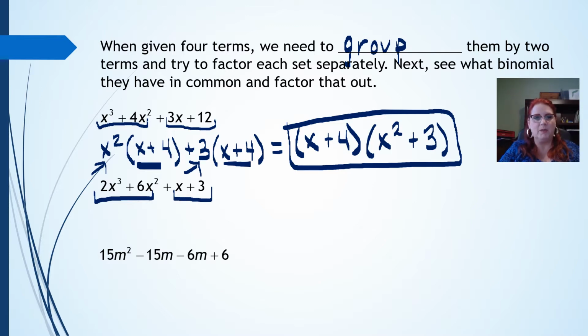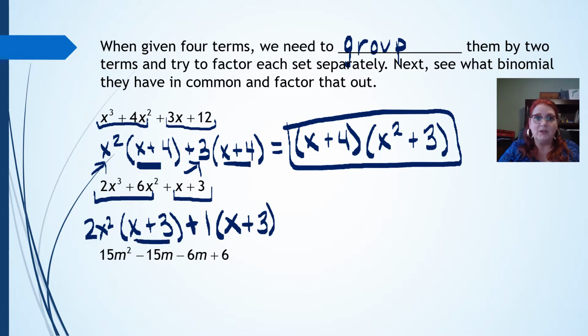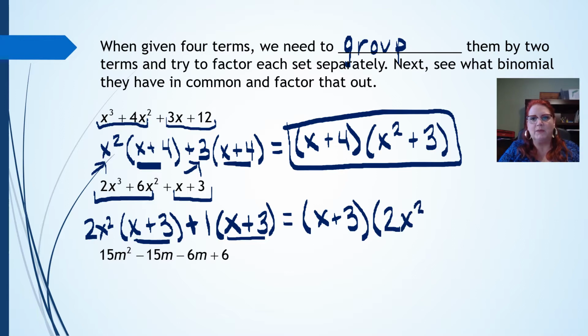So I put them in a couple groups. The first two, 2x cubed plus 6x squared, has a common factor of 2x squared. That leaves me with x plus 3. Oh, x plus 3 doesn't have any common factors, so the common factor of things that don't have one is just 1. So we're going to factor out a 1, which still leaves it as x plus 3. But that's good because now the binomials match. So I have x plus 3 times 2x squared plus 1. And we want to include that 1. It's not nothing.